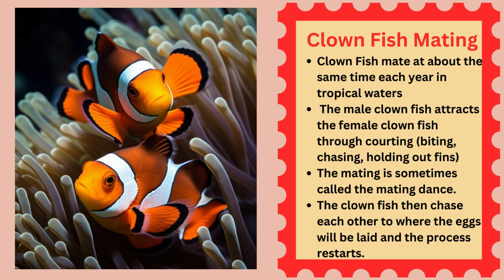Clownfish mating. Clownfish mate at about the same time each year in tropical waters. The male clownfish attracts the female clownfish through courting, biting, chasing, and holding out fins. The mating is sometimes called the mating dance. The clownfish then chase each other to where the eggs will be laid and the process restarts.